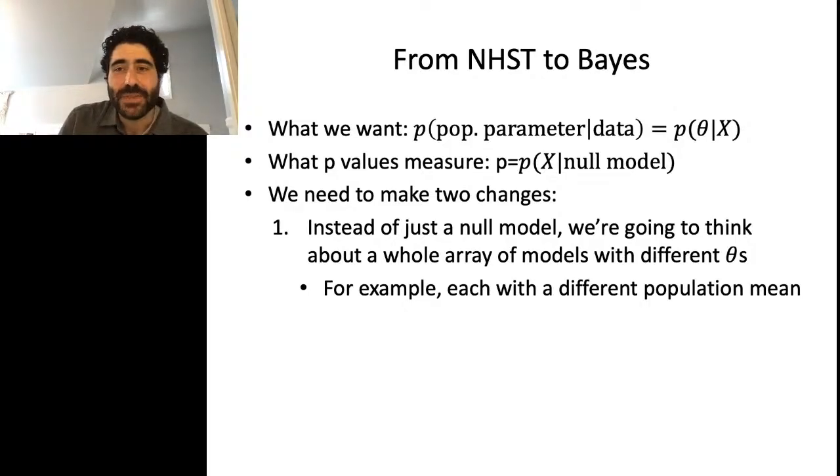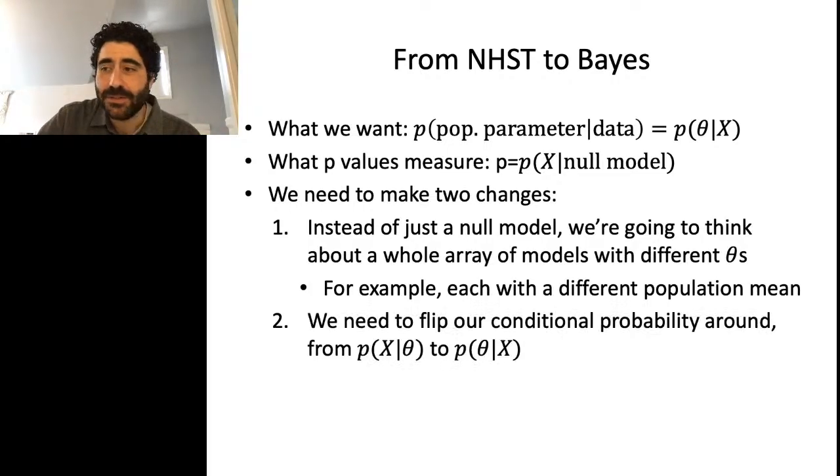In p-value world, we only have this one model that we care about, which is the null model. Here, this theta is like a continuous parameter, and so we could think about the population having any mean potentially. So this is one thing: we're going from a single model to potentially many models. We'd have at least two with a null model and an alternative, but we could potentially have a whole continuous family of models.